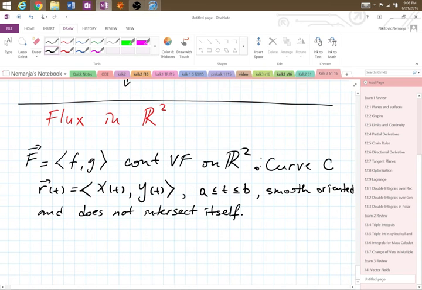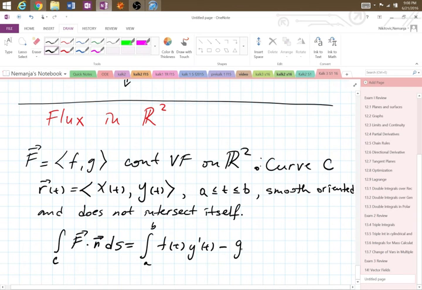So number 8 would not be a good candidate here. So we have the flux is going to be the vector field times all the normal vectors that are pouring out of that surface, computed A to B, and then we have f of t times the y prime of t minus g of t times x prime of t dt.